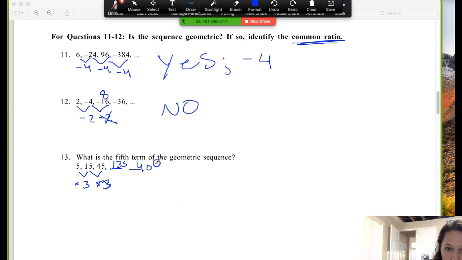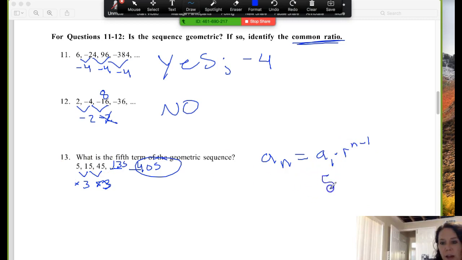Now you could do a formula here. The explicit formula for a geometric sequence, any term, is going to be your first term times your common ratio to the n minus 1 power. So here our first term is 5. Our common ratio is 3, to the n minus 1 power.